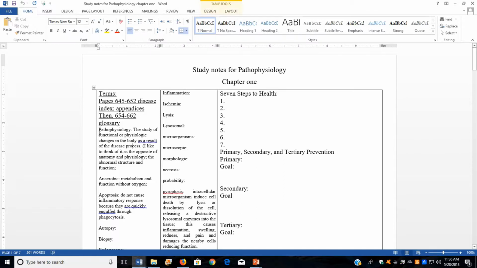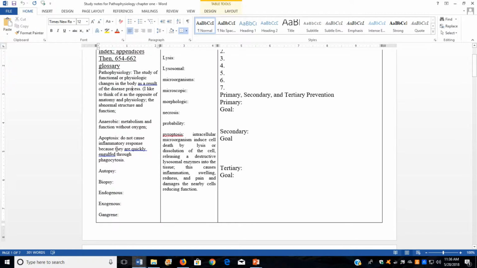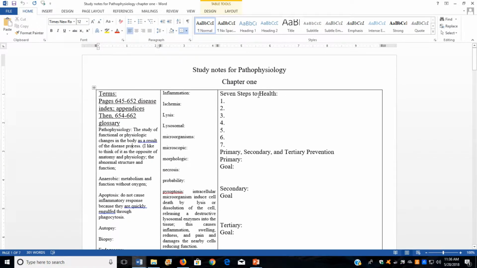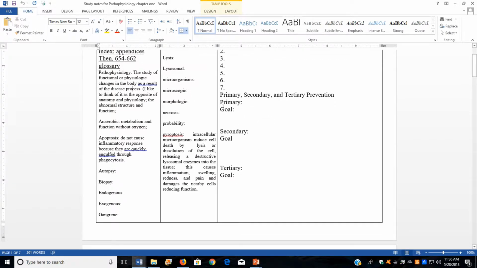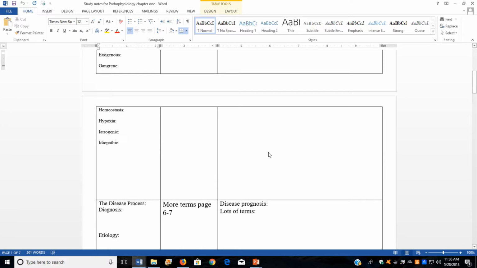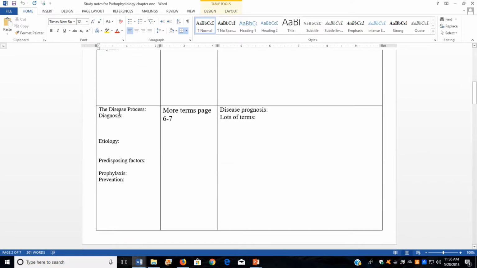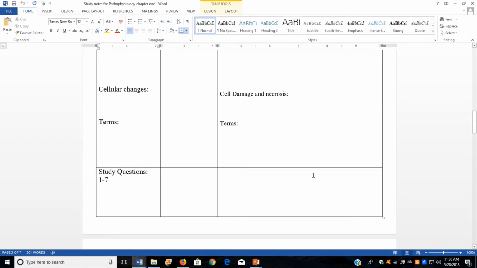This is, again, pathophysiology, apoptosis, pyroptosis, and then we're going to go on to that next heading, and it's going to be 7 steps to health. List those. Then there's primary, secondary, tertiary prevention, and there are goals, and the disease process diagnosis, etiology, predisposing factors. More terms on page 6 and 7. Disease prognosis, there's lots more terms.